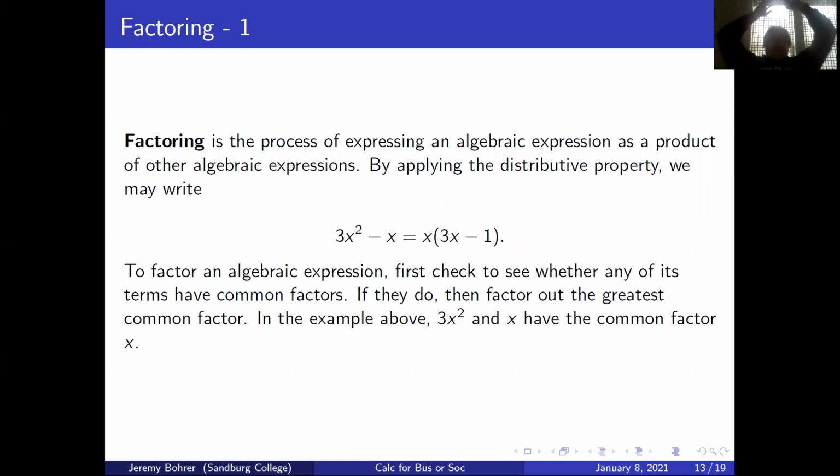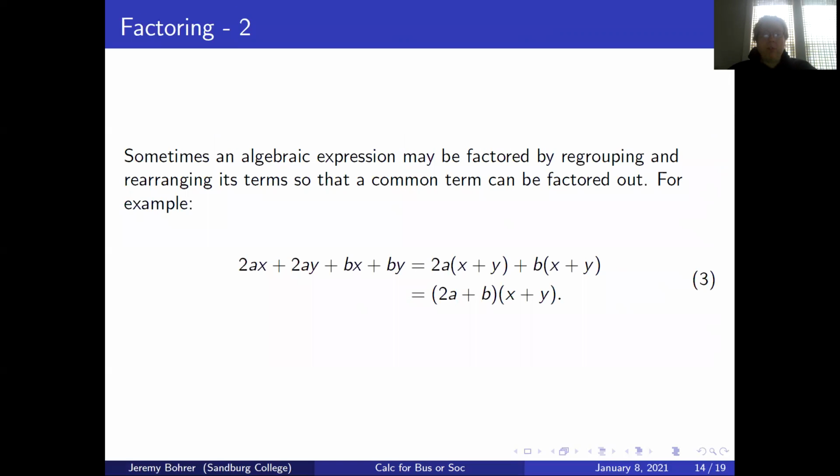Factoring is the process of expressing an algebraic expression as a product of other algebraic expressions. By applying the distributive property, we may write 3x squared minus x equals x times 3x minus 1. To factor an algebraic expression, first check to see whether any of its terms have common factors. If they do, then factor out the greatest common factor. In the example above, 3x squared and x have the common factor x.